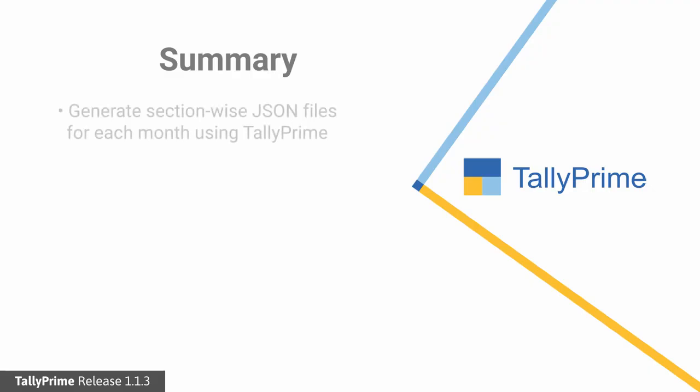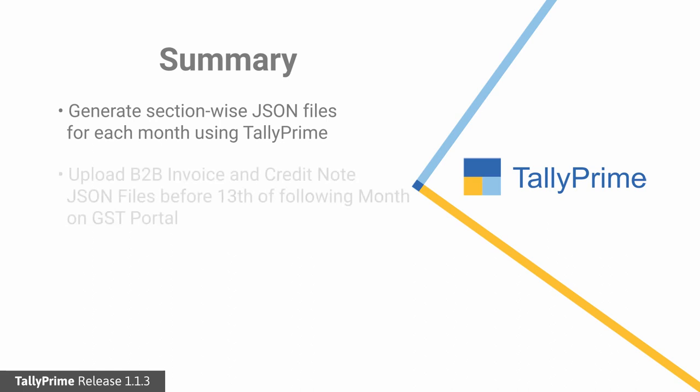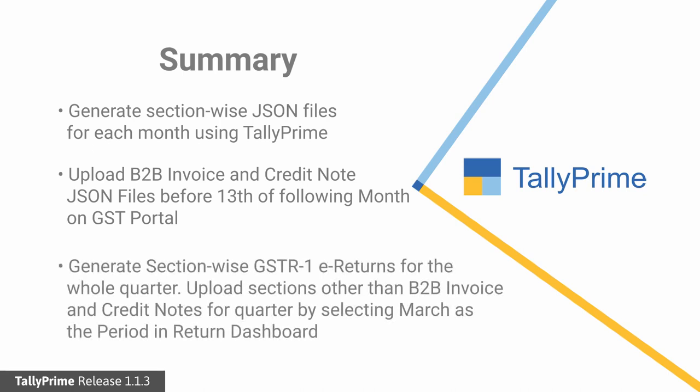Step 1. Using Tally Prime, generate the section-wise JSON files for each month in a quarter. Step 2. Upload the JSON files related to B2B invoices and credit notes of registered dealers for each month before 13th of the following month on the GST portal. Step 3. In the third month, generate section-wise e-return files for the whole quarter using Tally Prime. Upload JSON files of all sections other than B2B invoices and credit notes corresponding to the whole quarter.